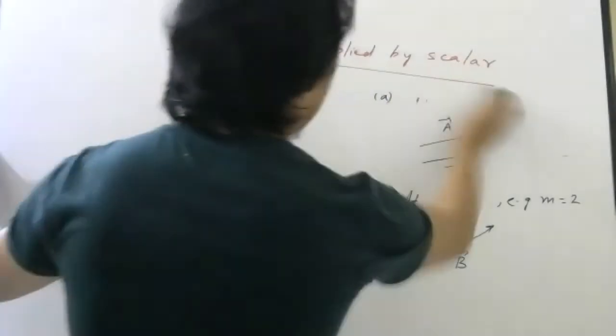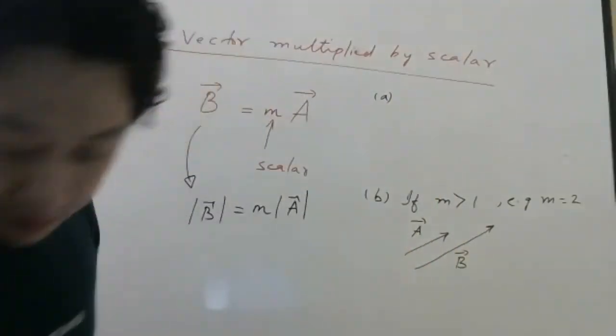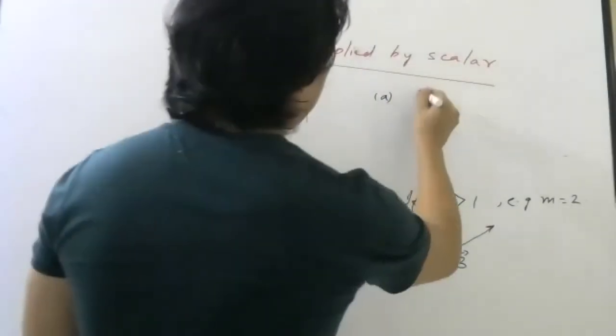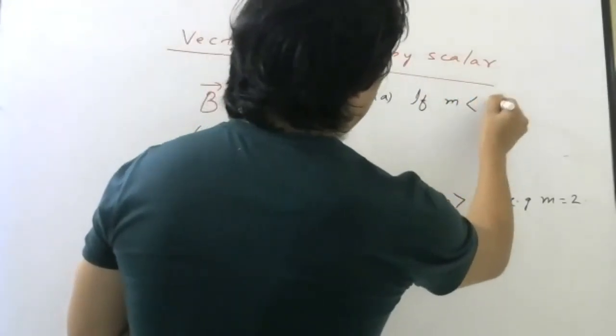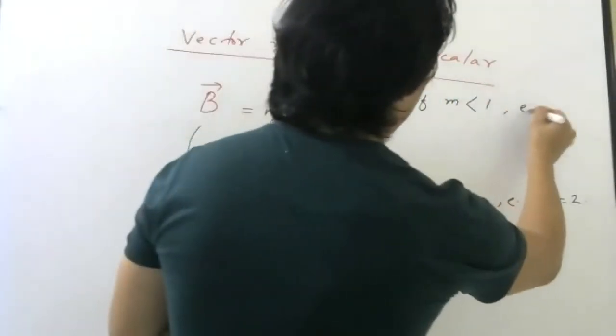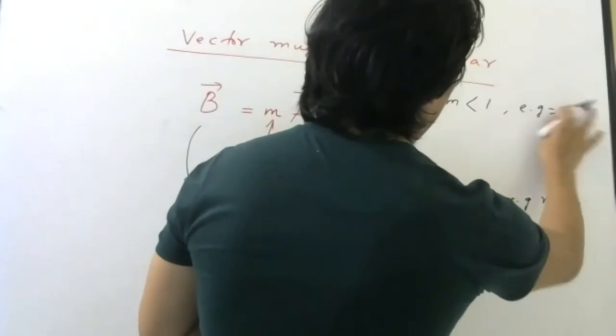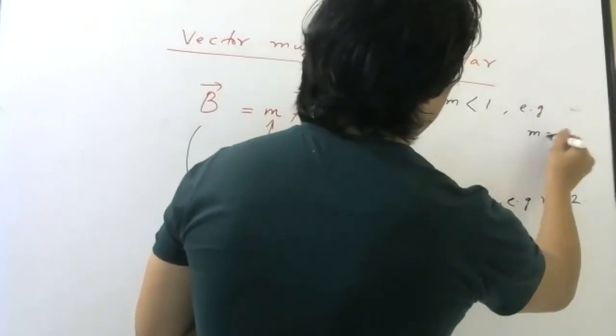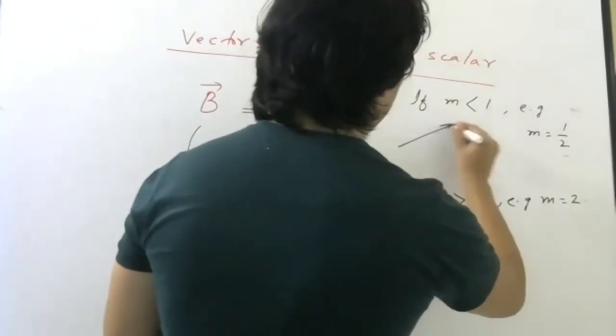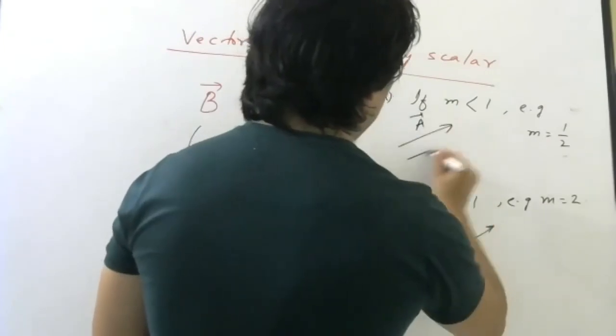Part C, you see. If M is less than 1, for example, M is half, then what will happen? If this is A bar, B bar will be this much.